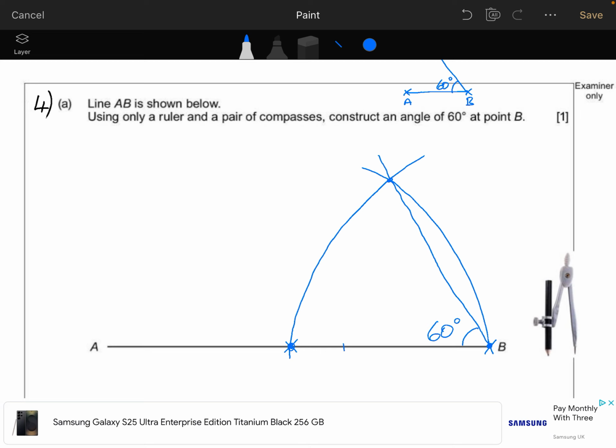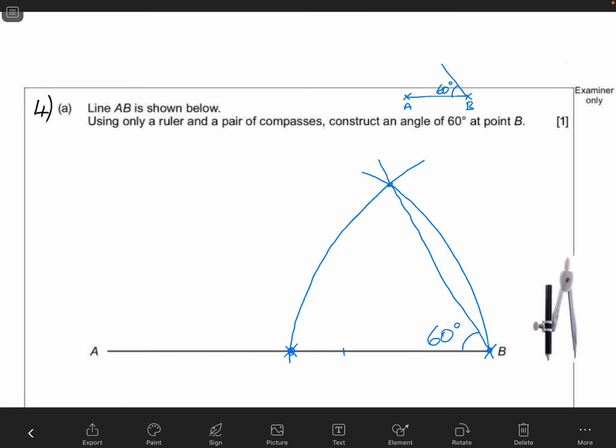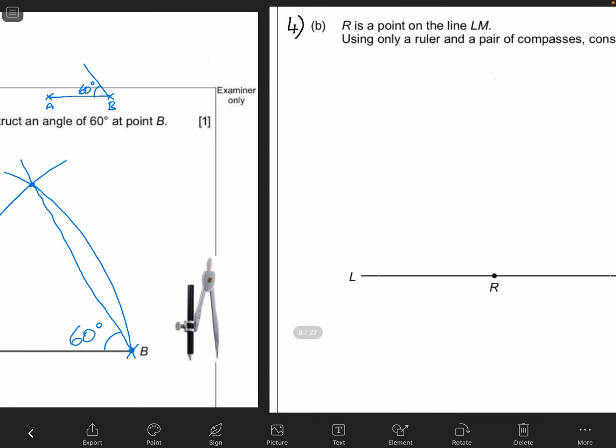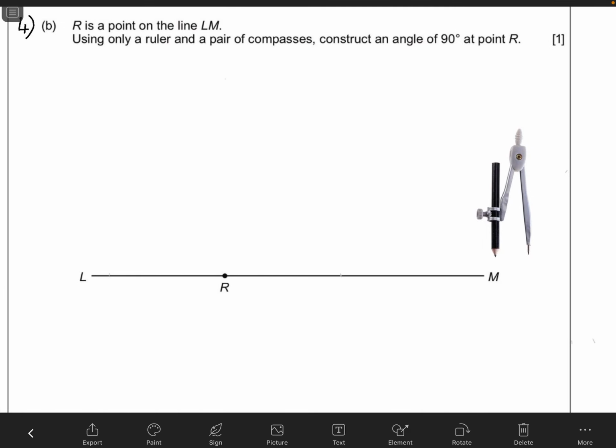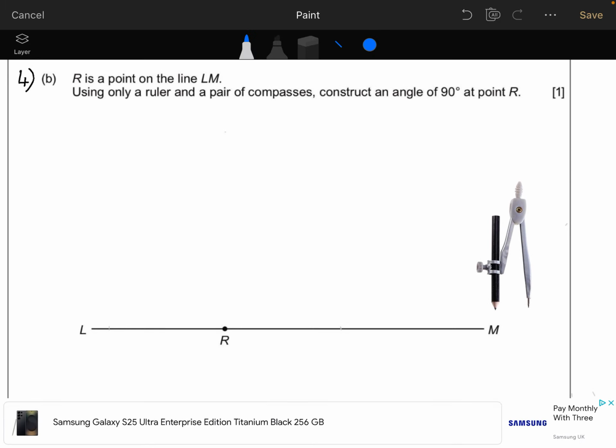Okay, let's move on to the next question. Using a similar thing, we're going to now construct a 90-degree angle. It says R is a point on the line LM. Using only a ruler and a pair of compasses, construct an angle of 90 degrees at point R.